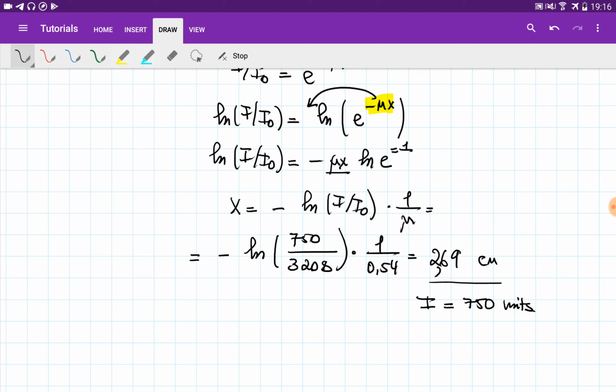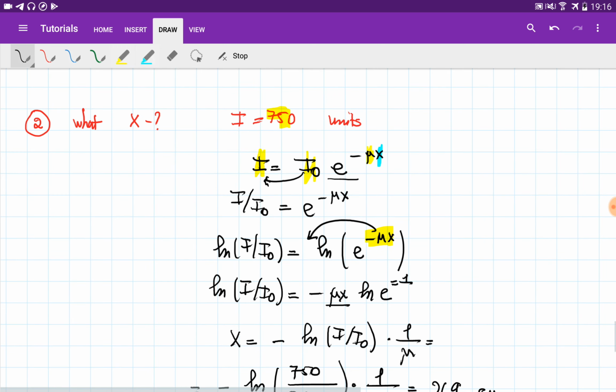Well, in this lecture we considered what exponential decay is, what the attenuation coefficient is, and what the intensity of the radioactive beam is, and solved a couple of problems on this.